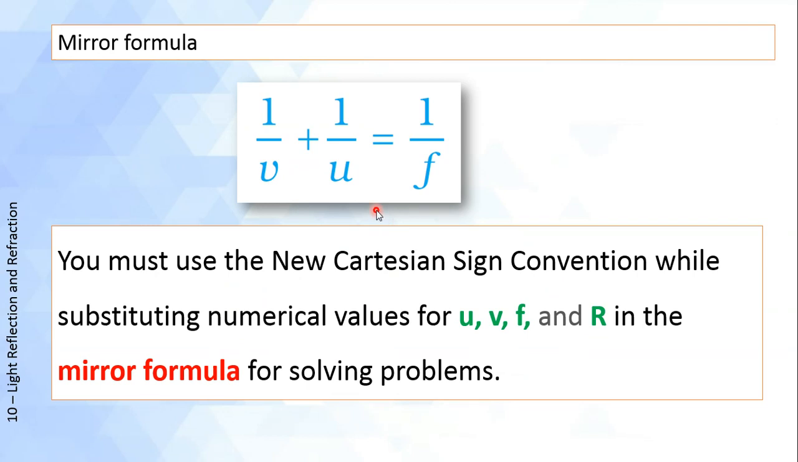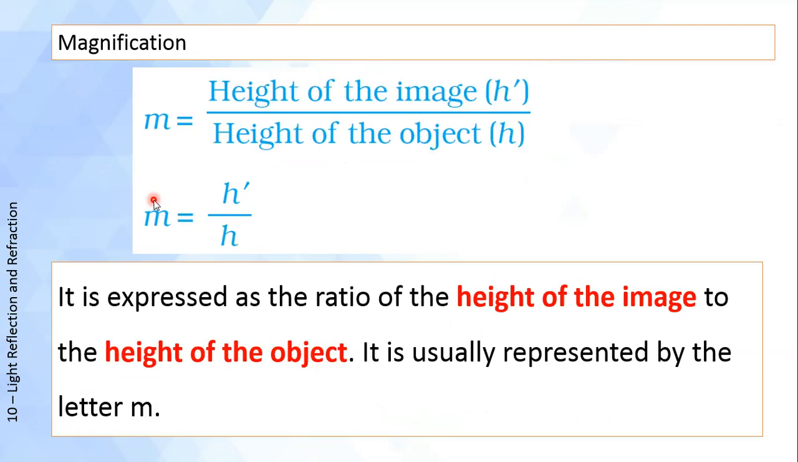The mirror formula is 1/v + 1/u = 1/f, where v is the image distance, u is the object distance, f is the focal length of the spherical mirror. We have to follow Cartesian sign convention while measuring the v, u and f.